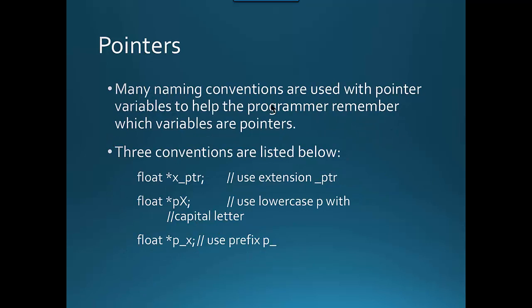So there are several naming conventions that are often used when we declare pointers. Sometimes an underscore and PTR is added to the identifier. You can put an underscore as part of your variable name, and that just makes it clear that this is a pointer. Another possibility is putting a lowercase p before your variable name, and then your variable name would start with a capital, so it'd be camel cased essentially. And another is to use a p with an underscore. I like the format where you just put a p because it's one less character than using an underscore.